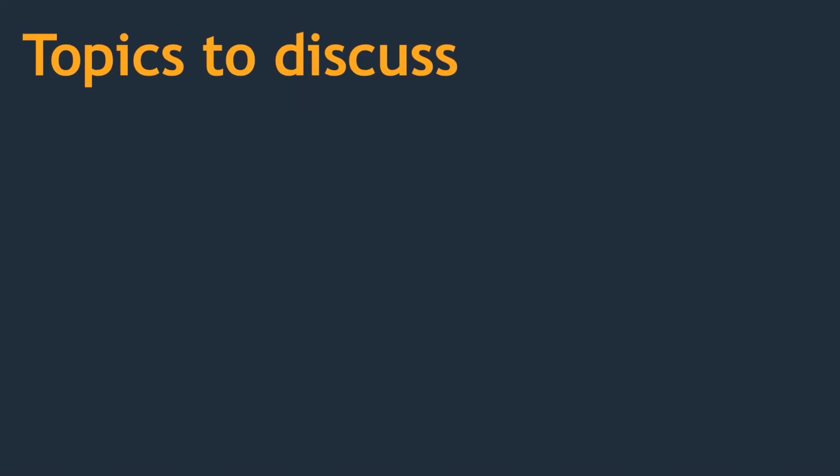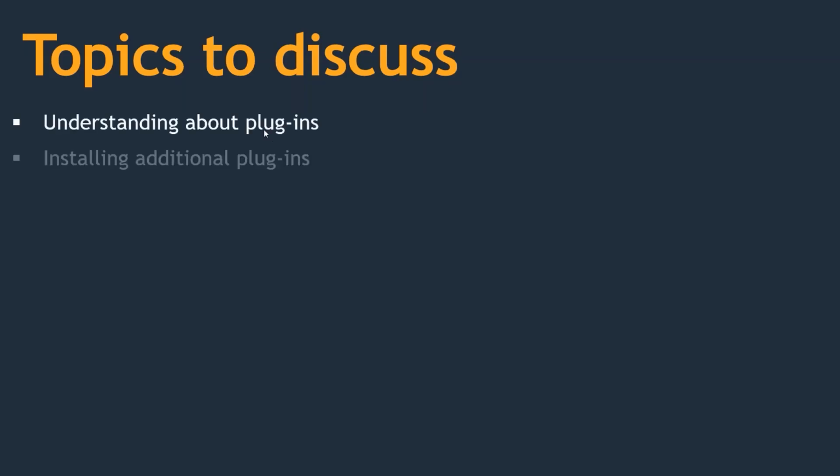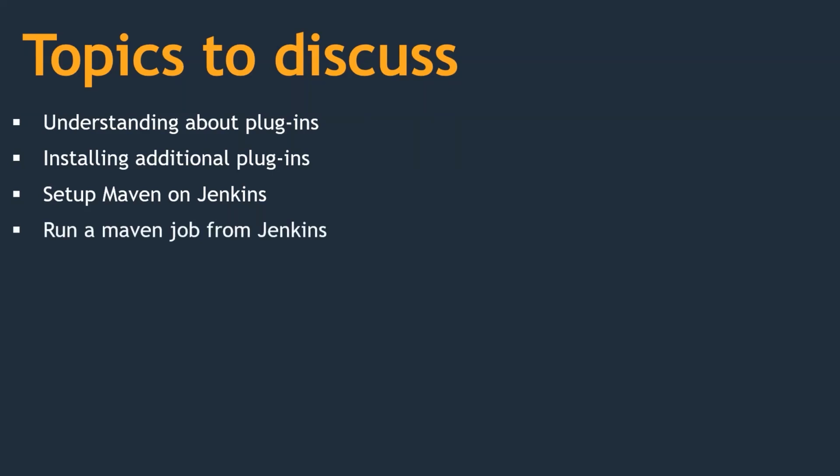All right, so we'll discuss what we are going to discuss today. So first we are going to see understanding about plugins. Next, installing additional plugins, whatever is necessary. Next, set up Maven on Jenkins. So far our Maven server is different and Jenkins server is different, but we are going to set up Maven on Jenkins. Then run a Maven job from Jenkins and DSL jobs.